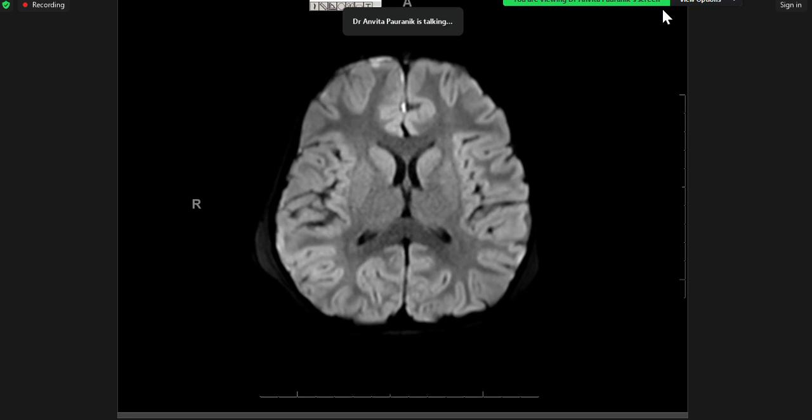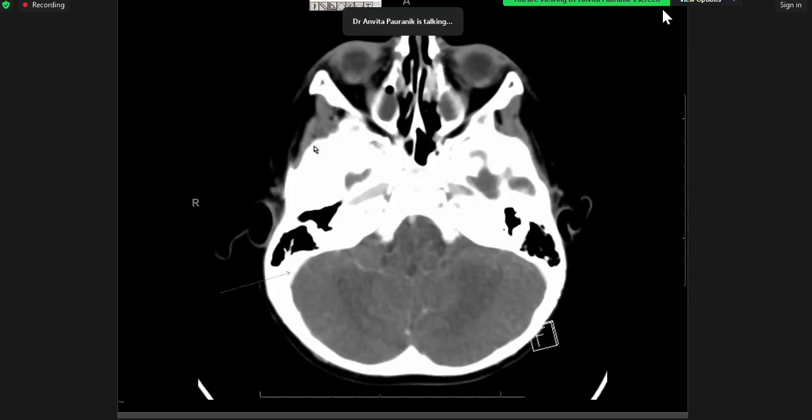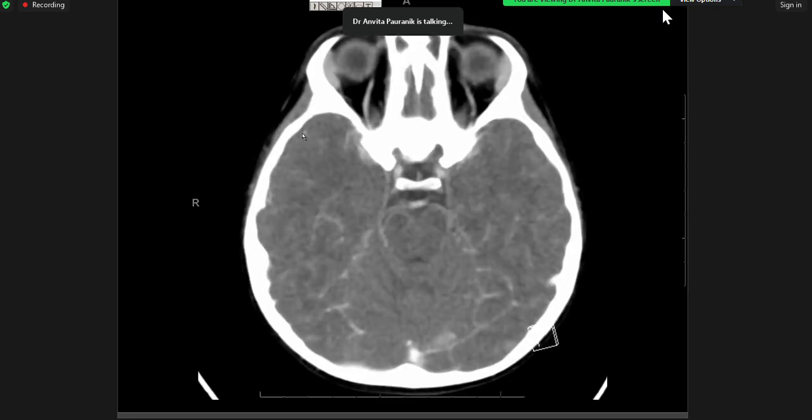Yeah, coming back to that CT, there was just one more structure I wanted to show. What is this thing here? Superior ophthalmic vein, ma'am. Yeah, right, exactly.